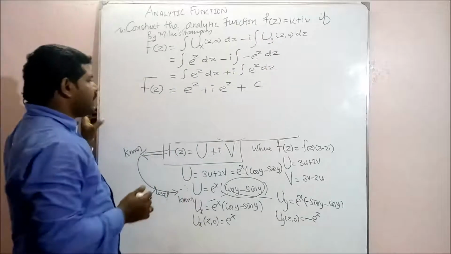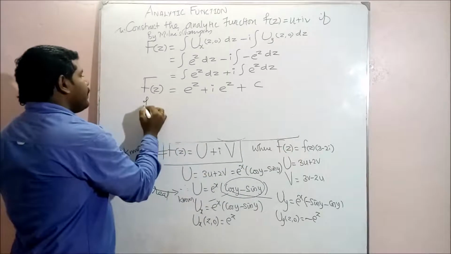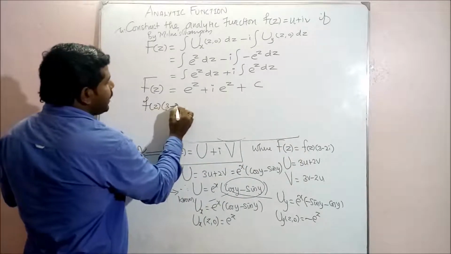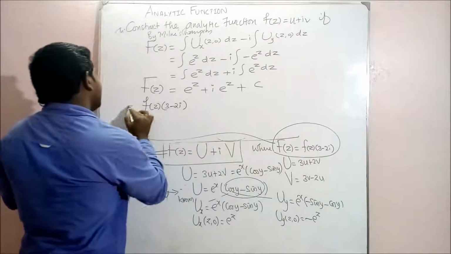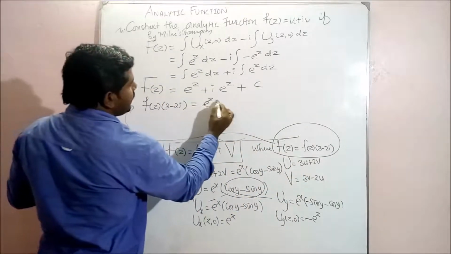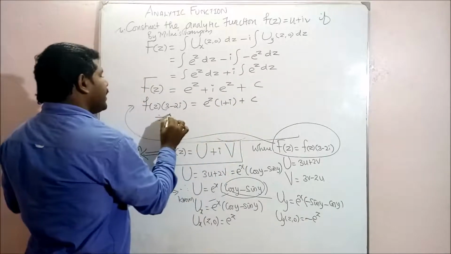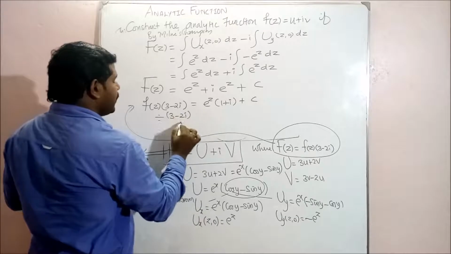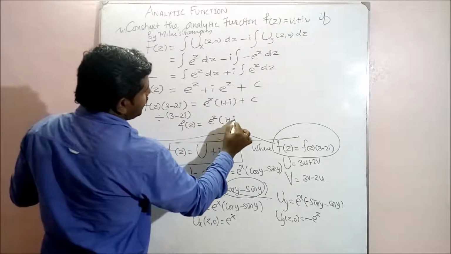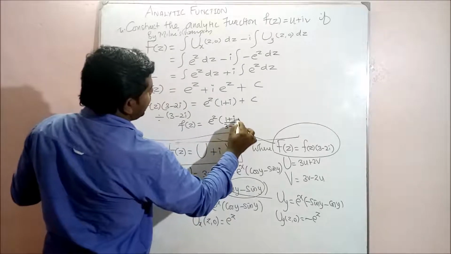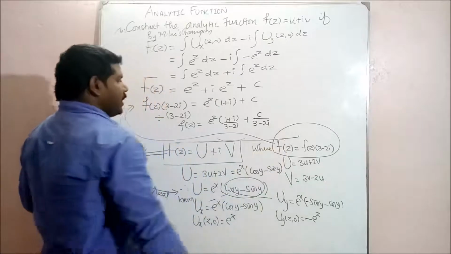So here capital F of z is there. So capital F of z's original substitution is small f of z into 3 minus 2i. So the value of this f of z, you know. So we substitute it here. So e power z into 1 plus i plus c, that will come, divided by 3 minus 2i, put that. Therefore f of z equal to e power z into 1 plus i by 3 minus 2i, plus c by 3 minus 2i, we get.